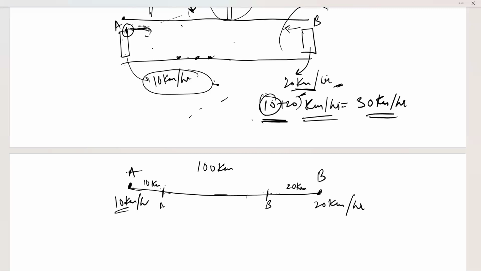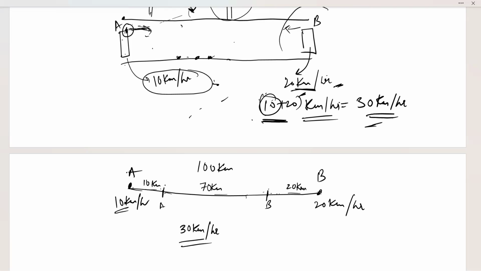So B will be here, A will be here. Now what is the distance between them? This 20 gone and 10 gone, 30 gone in total. So now the remaining distance is 70 kilometers. So the distance between them decreased by 30 kilometers in how much time? In 1 hour. So the distance between them is reducing at a rate of 30 kilometers per hour, and that's the relative speed also.